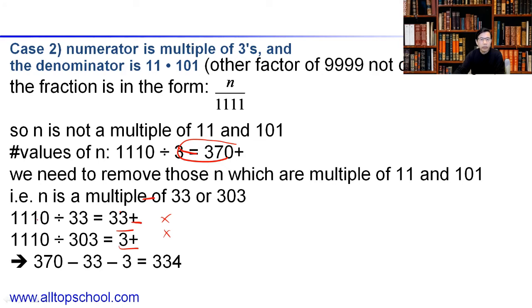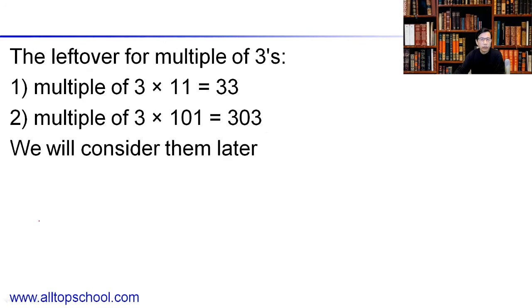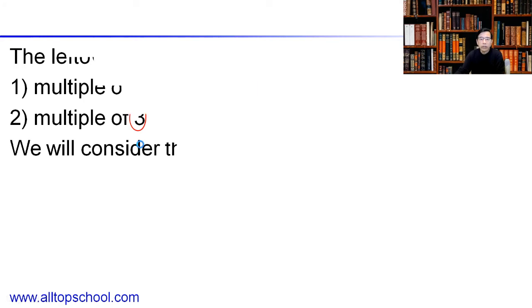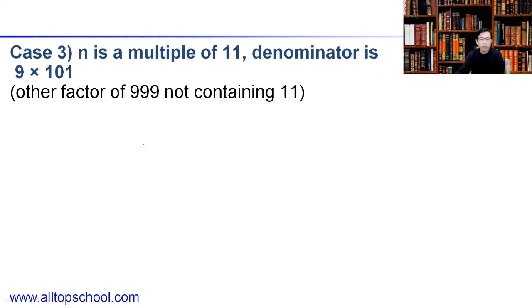But for this one, we still have some leftover for multiples of 3. Because we noticed that in the previous calculation, we don't include those multiples of 33. And also we don't include the multiples of 303, which are still multiples of 3. So we need to consider that in our counting for the numerator, but we're going to consider it in a moment. Now we're going to consider the third case.